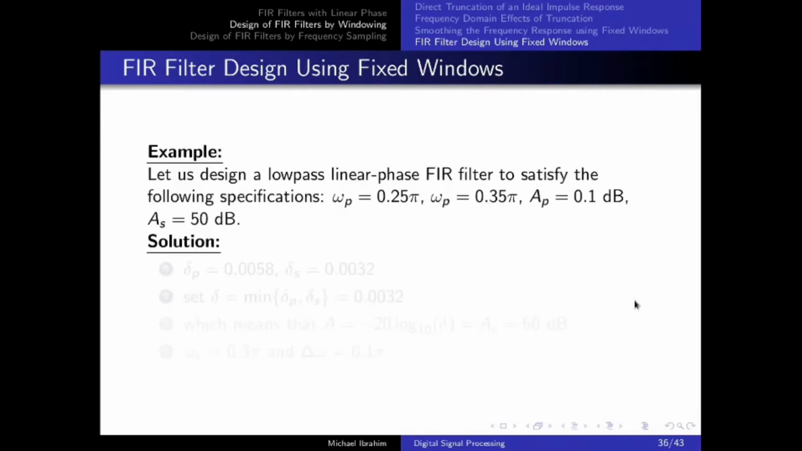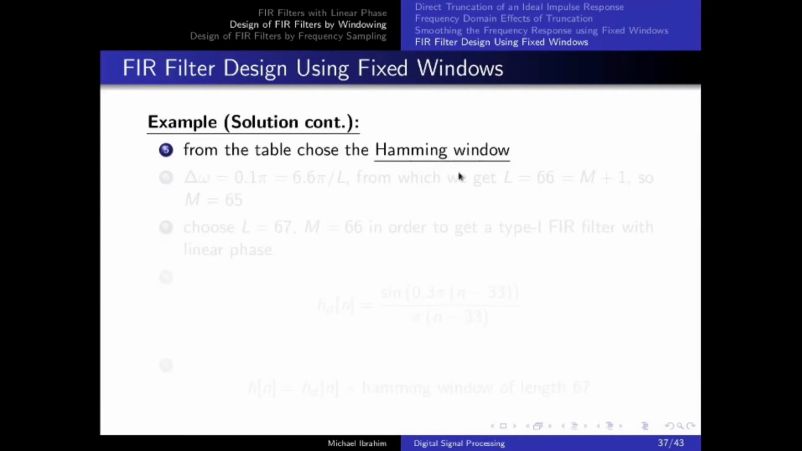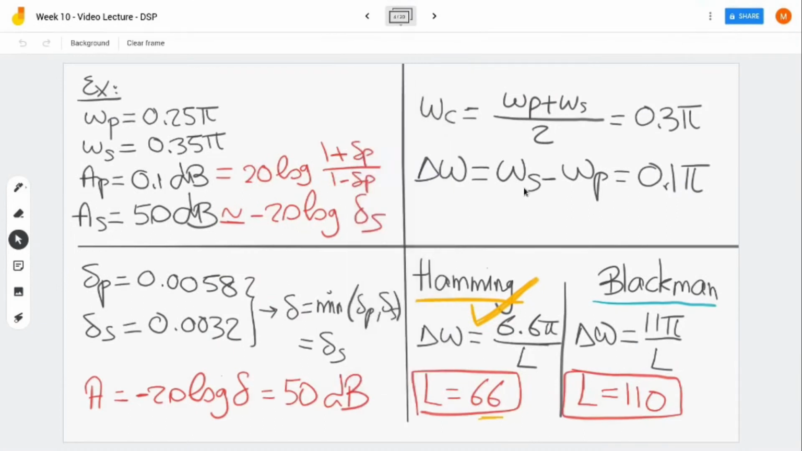Okay, so going back to our example, from the window table we choose a Hamming window, and then we can use delta omega, which we have, which is 0.1 pi, and use the equation we have from the table. For the Hamming window, we'll get a filter of length 66. So moving to our whiteboard, we have a Hamming window filter of length 66. As you remember, L is equal to M plus 1.